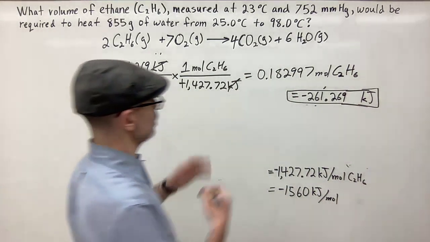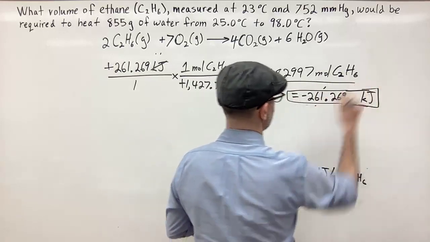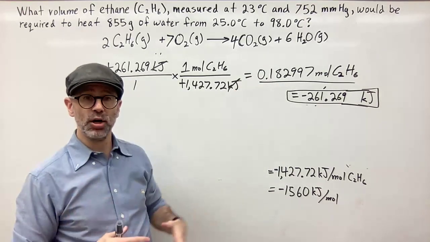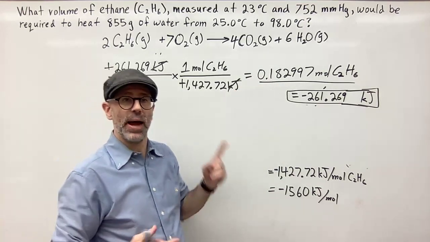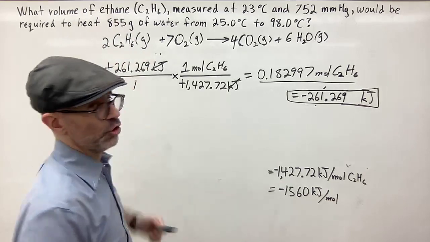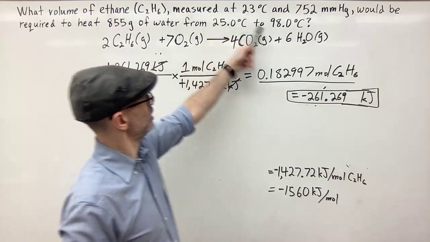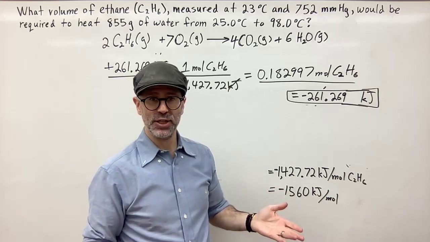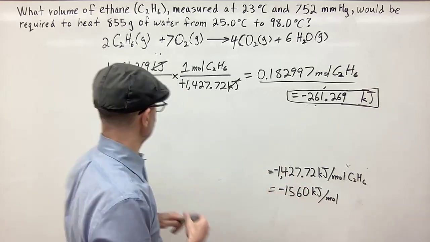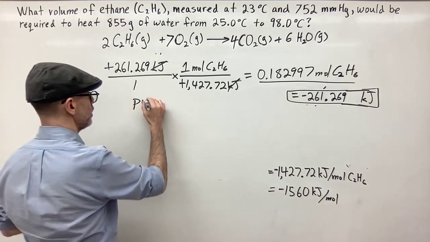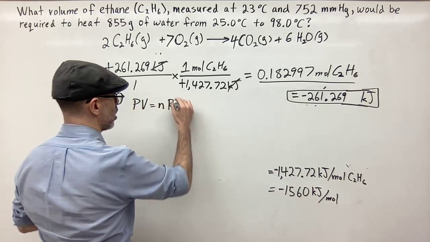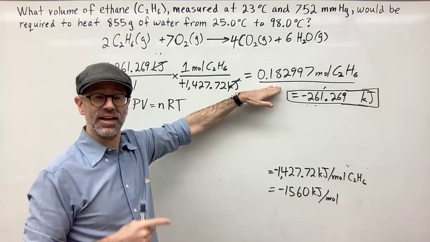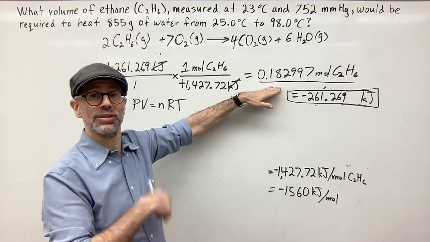Yes. Okay, so now that we have the moles of the ethane that was burned, what are they asking for in the problem? Let's go back. They're asking for what volume of ethane at 23 degrees Celsius and 752. Guess what? We have to use the ideal gas law. So we're going to have to use PV equals nRT. So we've got the number of moles now of the ethane. Now we need to convert that into liters.